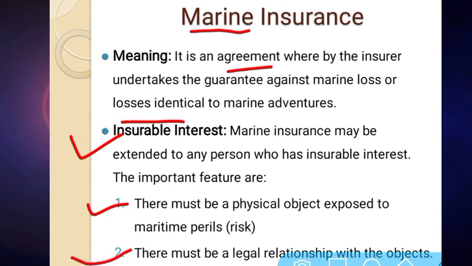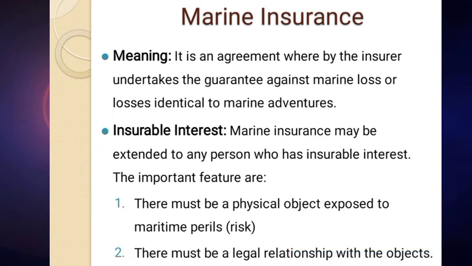And number two is, there must be a legal relationship with the object. A person having a legal relationship with the object can only take the insurance of the goods. Now, who can have a legal relationship with the goods? For example, the exporter has a legal relationship with the goods. He is the actual owner of the goods until the goods are received by the importer. So an exporter can take marine insurance.